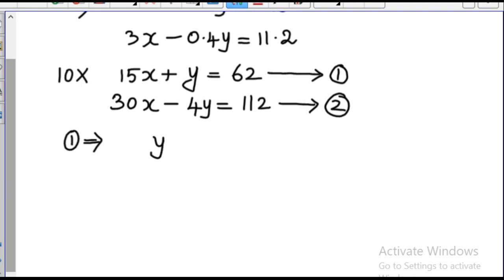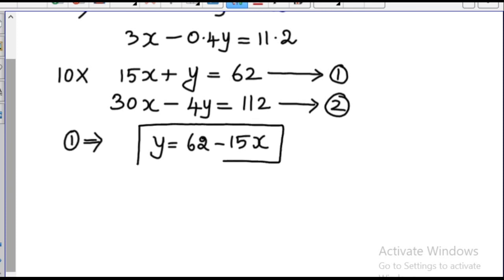So y is equal to 62 minus 15x. This 15x comes to the right hand side, it will become negative. Okay. So y is equal to 62 minus 15x. Then you are going to apply this y value in equation number 2. If you choose the first equation, you find the value of one variable from it and substitute it in the other equation. So you can substitute in the second equation.